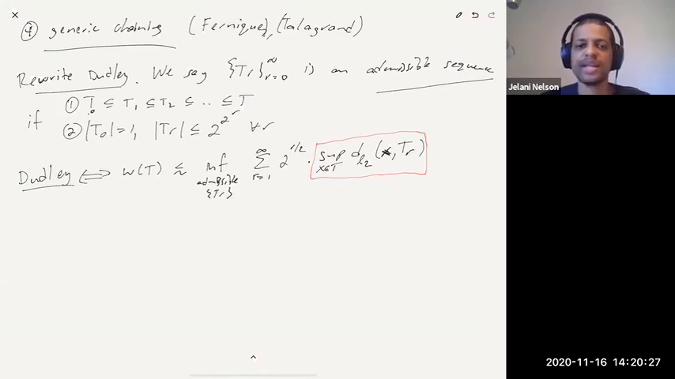Okay, so what I claim is that this summation here, up to some constant factor, gives you the same exact thing as the Dudley sum, as long as you choose the T_r optimally to be the best nets they can be. Does that make sense?